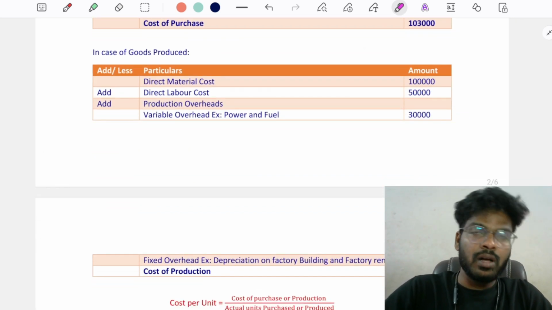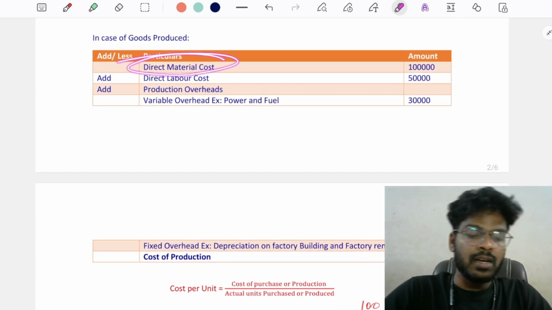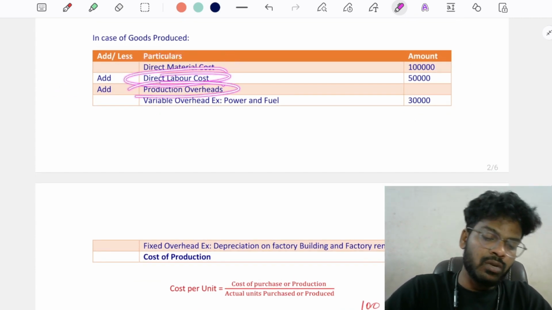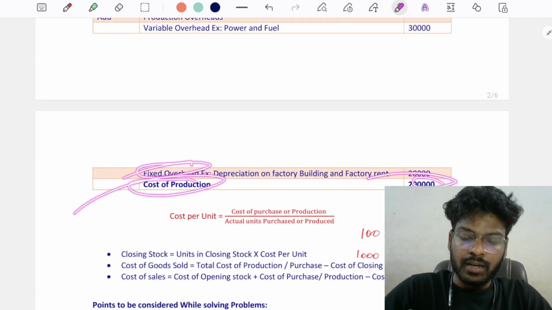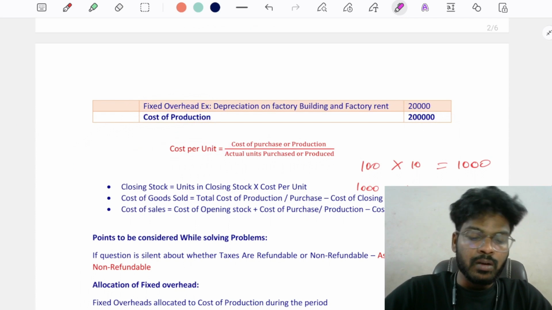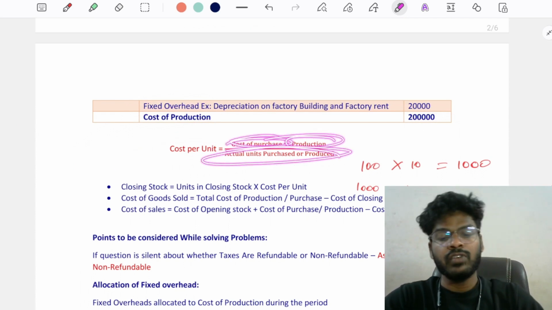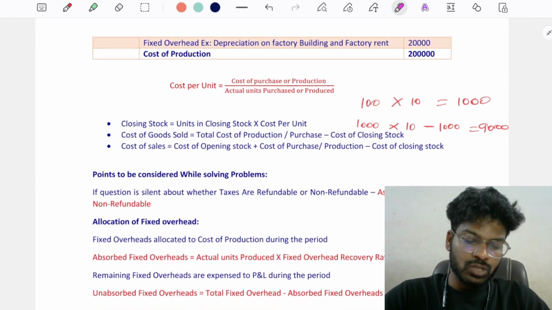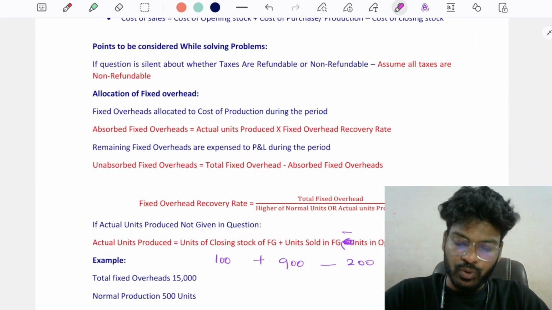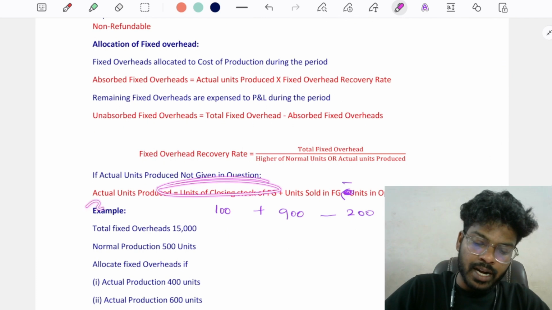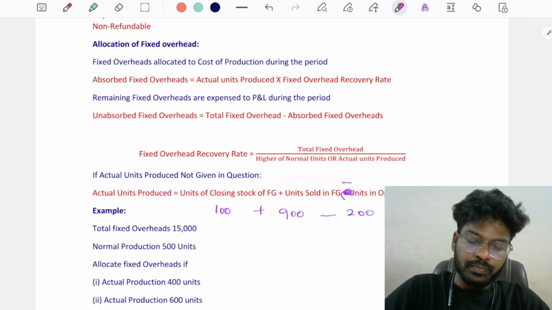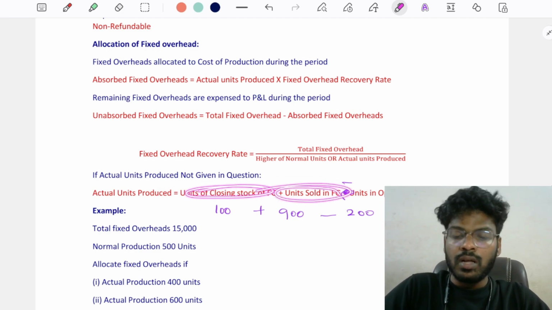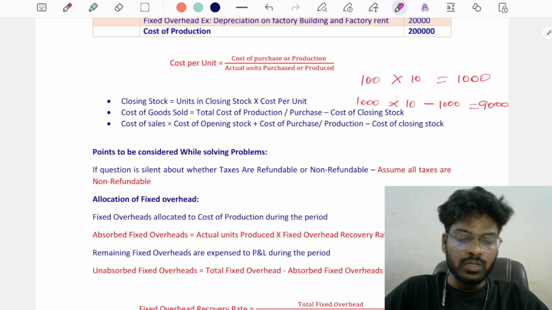In case goods are produced, the direct material incurred plus direct labor cost, plus production overhead, which may be variable or fixed overhead, gives us the cost of production. So the cost per unit is the cost of purchase or cost of production divided by the actual number of units produced. How to find out actual units purchased or produced? Actual units purchased or produced will be calculated using units of closing stock of finished goods plus units sold, minus opening stock of finished goods.